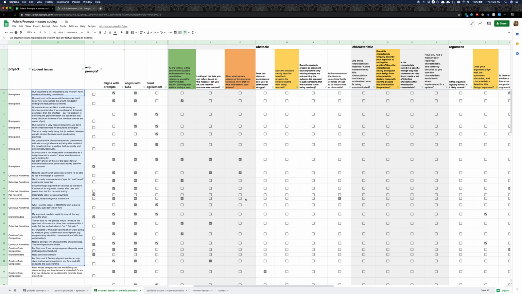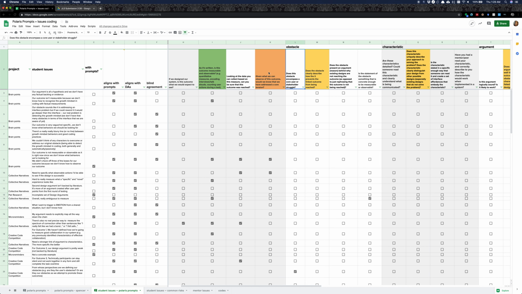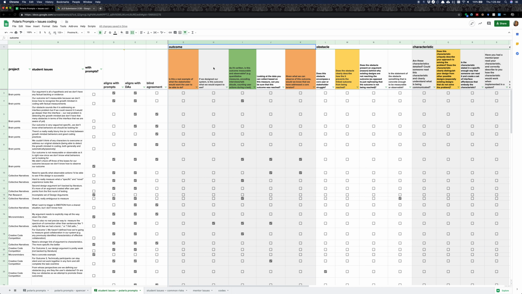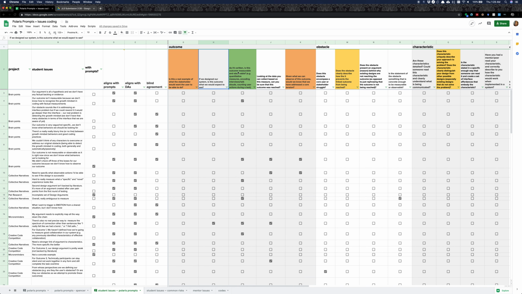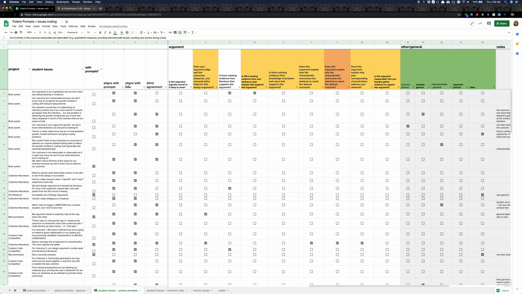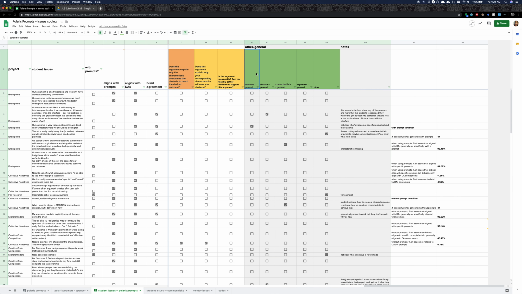whether or not I felt like the issue that they raised aligned with a very specific prompt within the Polaris template. So on the left-hand side here, you could see the different student issues, and on the right-hand side, these are the types of prompts that Polaris provided. And I also included codes as to whether or not, if the issue wasn't matching to a specific prompt, was it generally about the outcome, obstacle, characteristic, or argument, or was it about something else entirely?